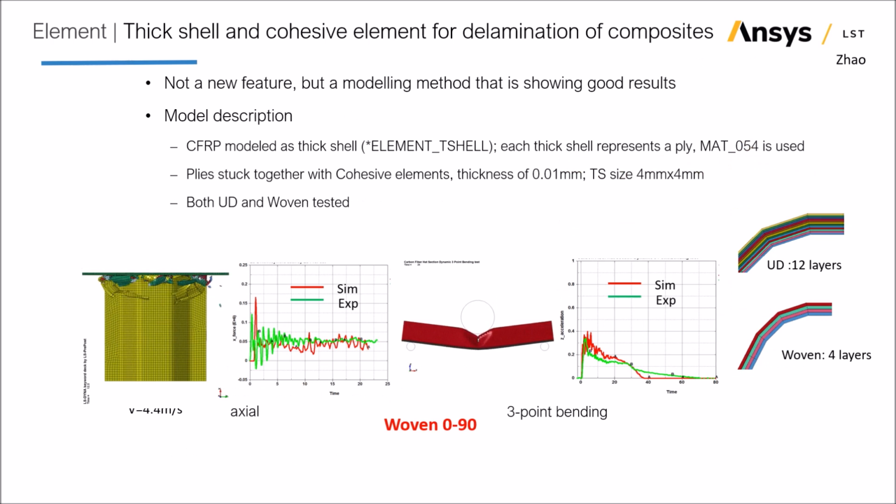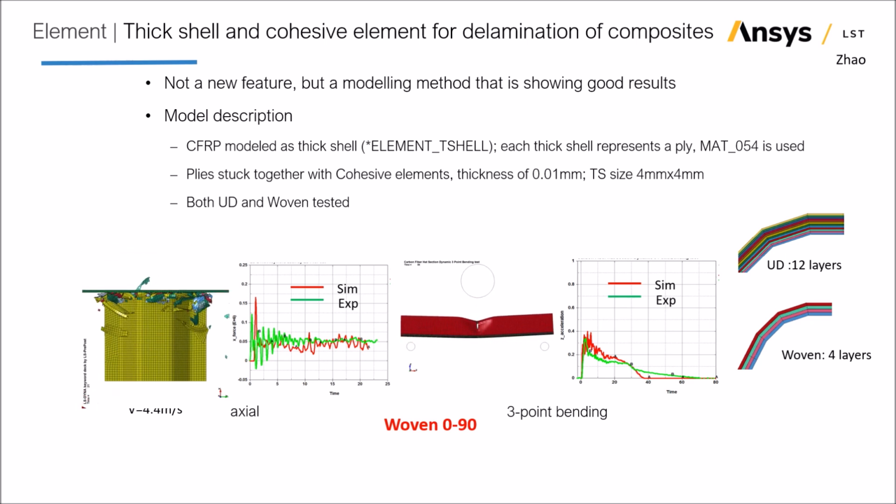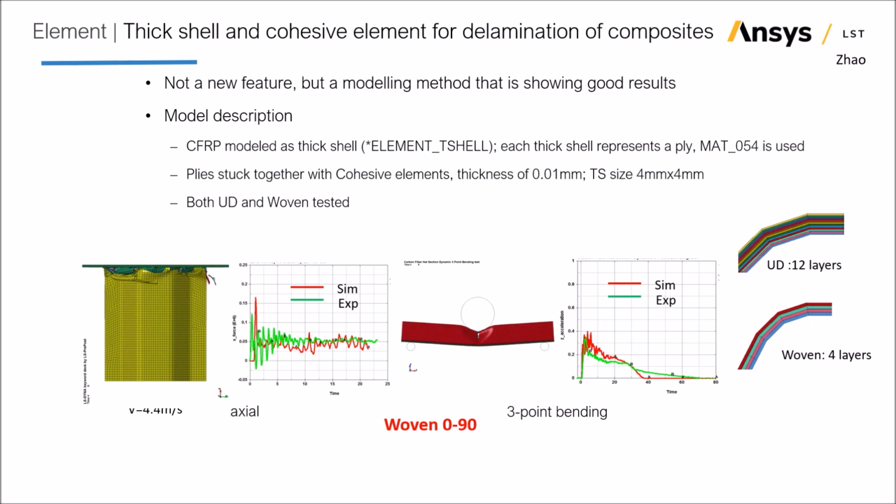Composites continue to provide many challenges for accurate modelling, especially when the failure modes involve delamination. This slide is describing a modelling technique that has shown good results. Each ply is modelled with thick shell elements. They're the ones that look like bricks but behave like shells. And the plies are glued together with extremely thin cohesive elements.